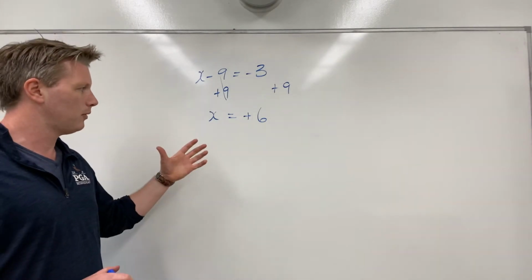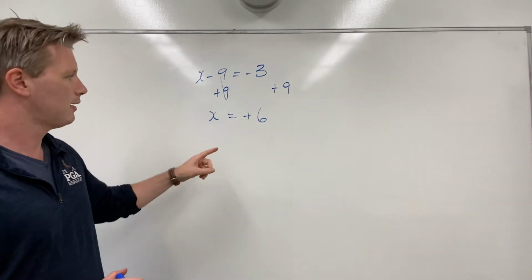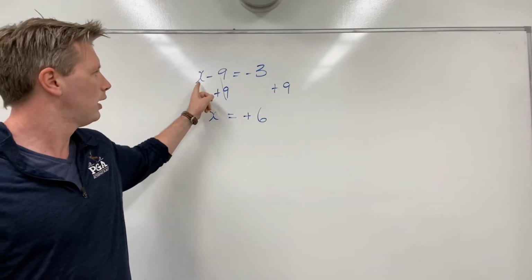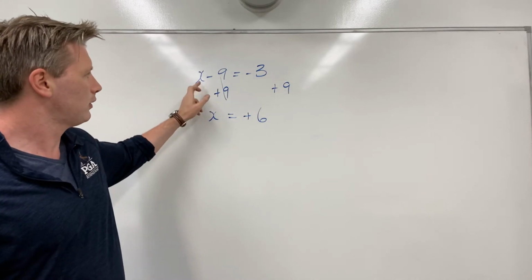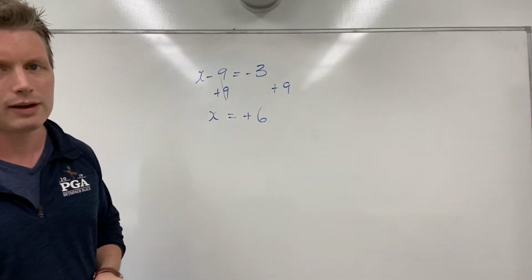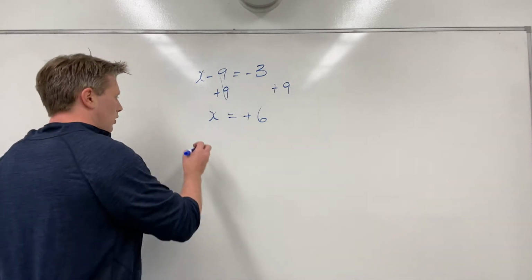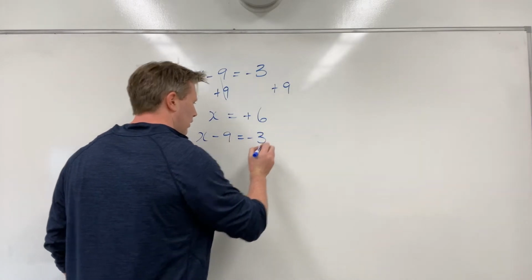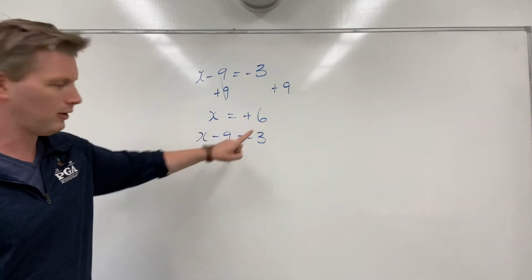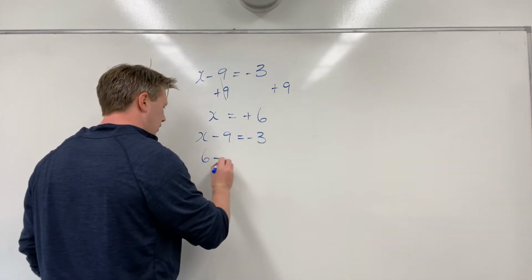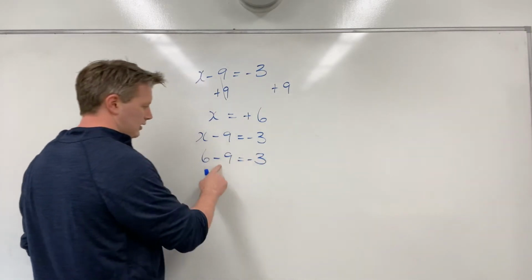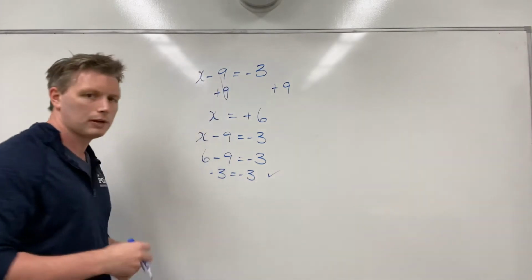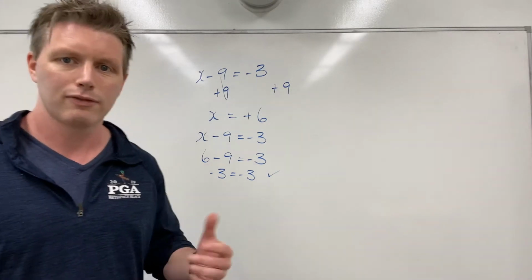And so what we have found is that 6 is the solution to our original equation. X is equal to 6 satisfies that equation. We could check that. Our original equation was x minus 9 equals minus 3. Well, let's input this value 6 in here for x. That is therefore 6 minus 9 equals minus 3. 6 minus 9 is in fact minus 3, and so minus 3 is equal to minus 3. My equation is true.